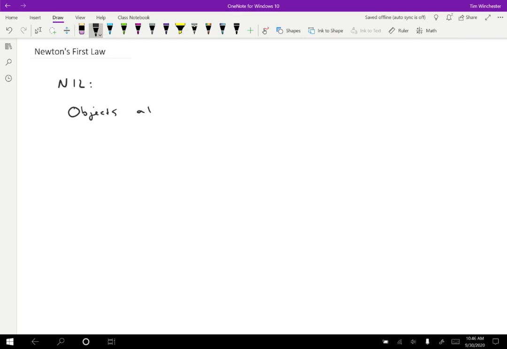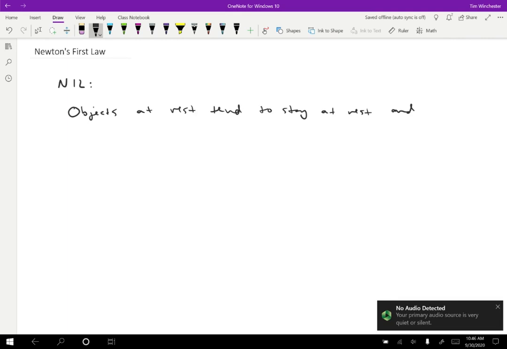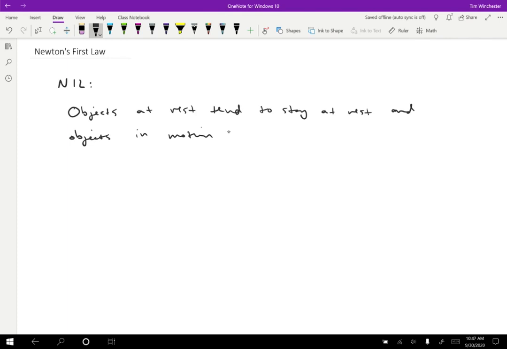Objects at rest tend to stay at rest, and objects in motion tend to stay in motion unless acted on by an outside force. Okay, so essentially what this says is that if you don't apply a force to an object, it'll keep doing what it's doing. So this is sometimes called the law of inertia.